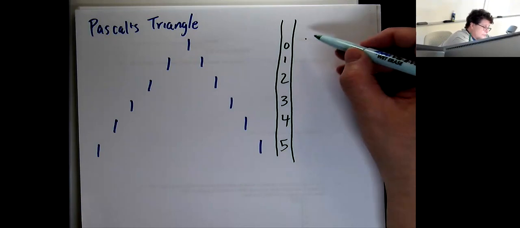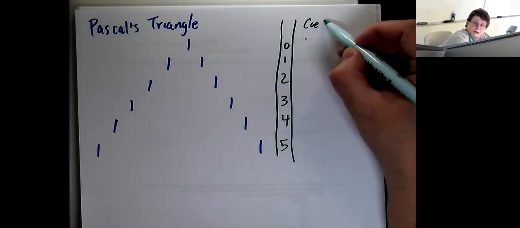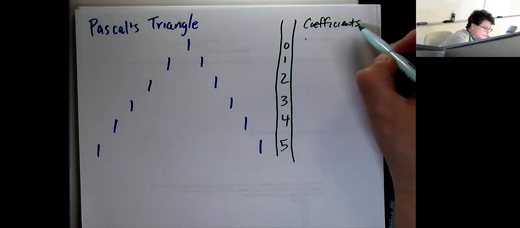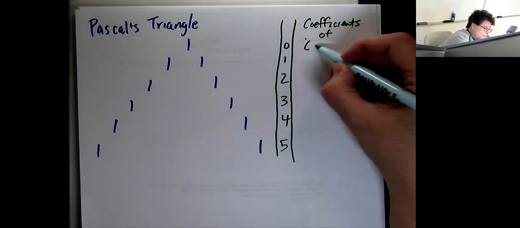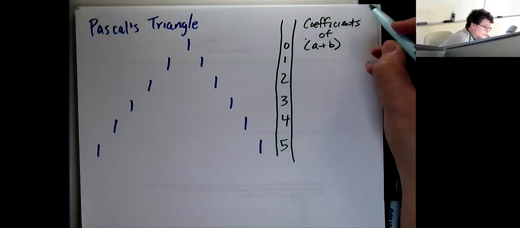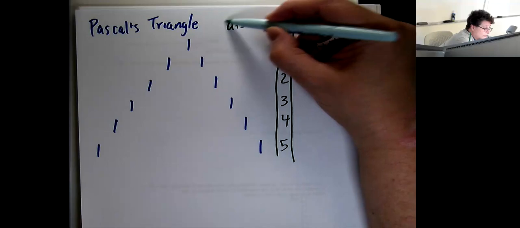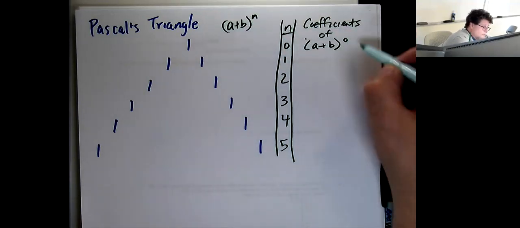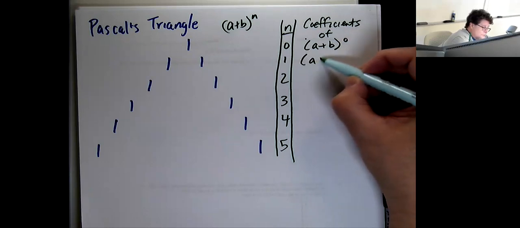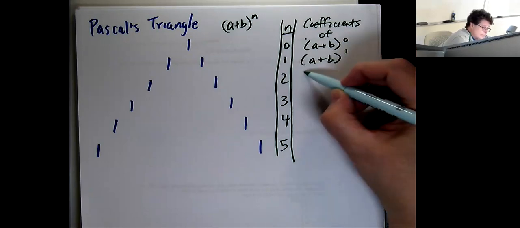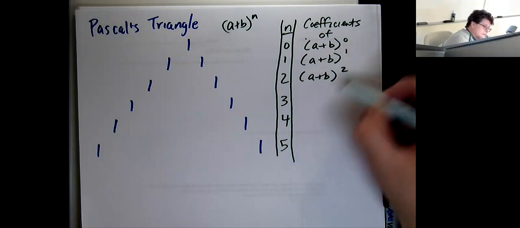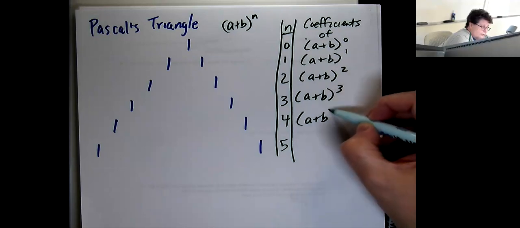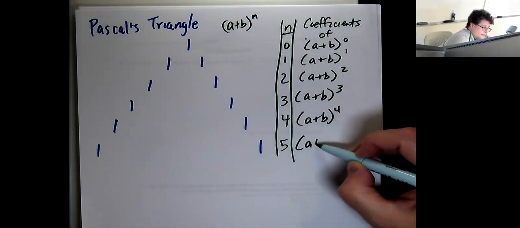And what we're generating are the coefficients of a plus b to the n power. So the top row will be a plus b to the 0. This will be a plus b to the first power. This will be a plus b to the second power. A plus b cubed. A plus b to the fourth. A plus b to the fifth.